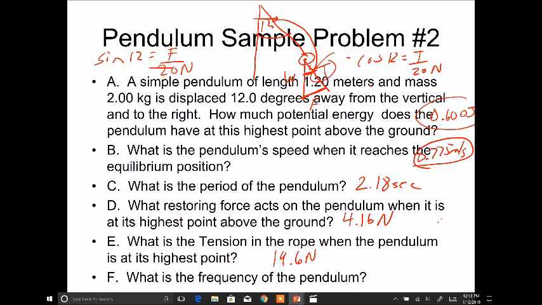Finally, we want to find the frequency. Remember that frequency and period are inverses of each other. So the frequency is 1 over the period, which in this case is 1 over 2.18 seconds, which comes out to be f equal to 0.459 hertz, or cycles per second. So that is pendulum problem sample 2. I hope that helps.